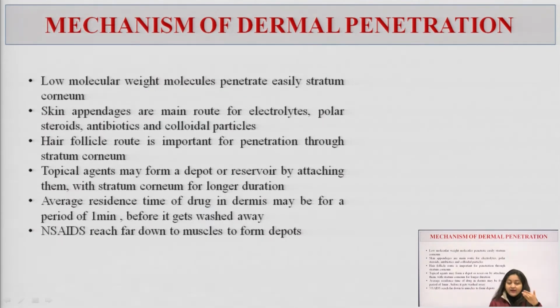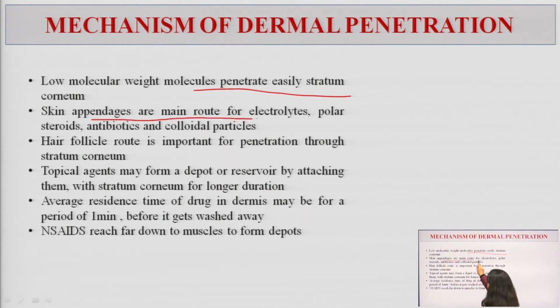So, understanding the mechanism of dermal penetration in a deeper way. First of all, low molecular weight molecules penetrate very easily. If we want to transport a medicament of low molecular weight, it is very easy for us, because low molecular weight compounds are easily transported as the size is small, and they can be easily facilitated by any of the routes that we have just discussed.